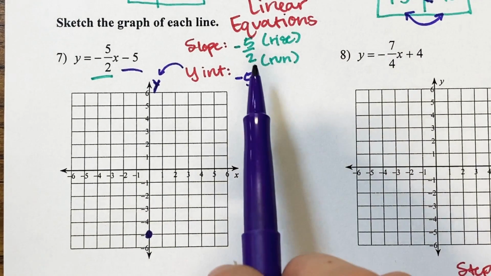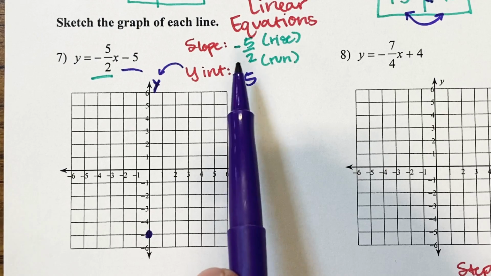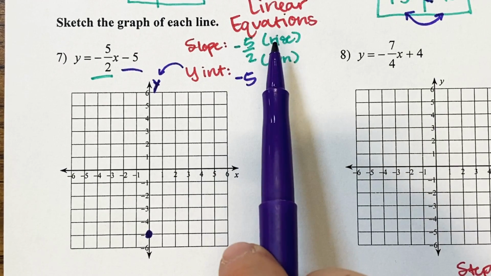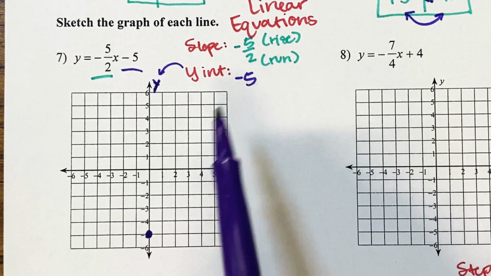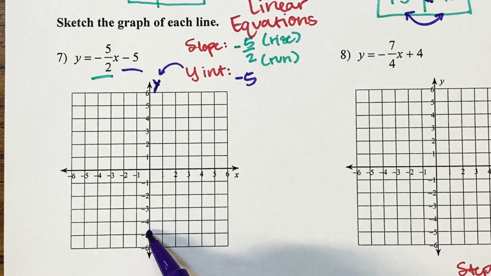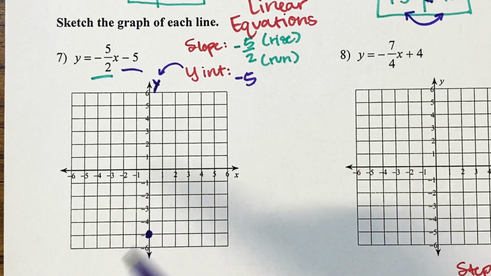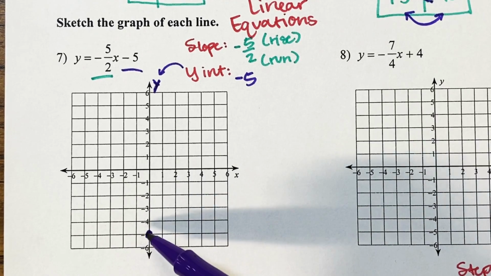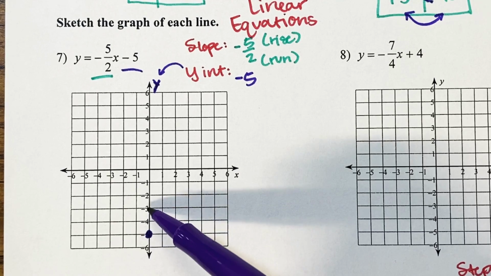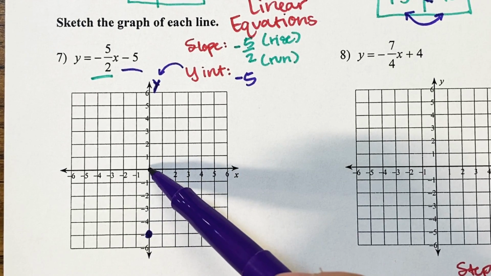Now we're going to use our slope. Our slope is a rise of -5 and a run of 2. From our starting point, I want to go down 5. But oh no, what happens when I try to go down 5 spaces? We go off the graph, but that's totally fine. We can always go backwards in slope. So instead of going down 5, I'm now going to go up 5. 1, 2, 3, 4, and 5.